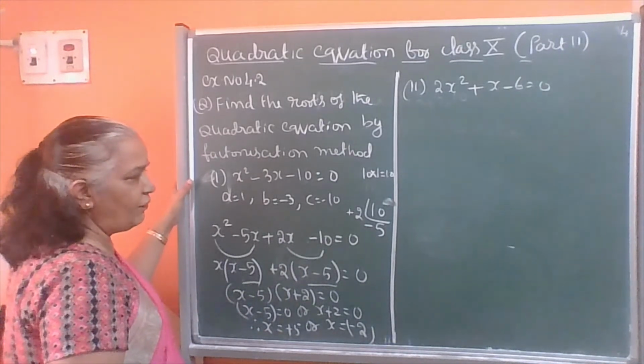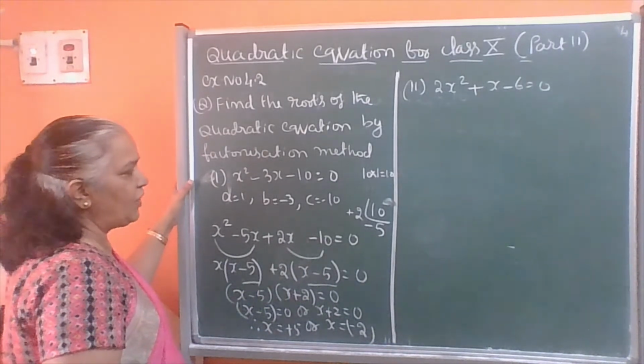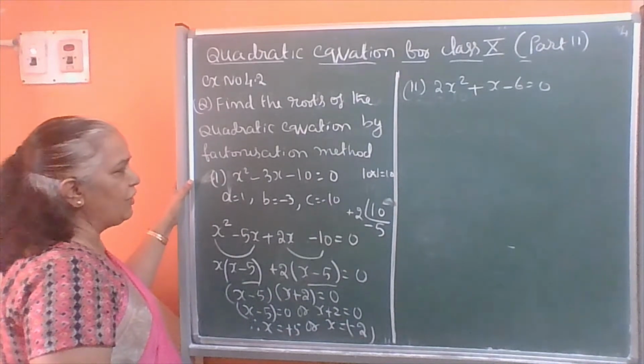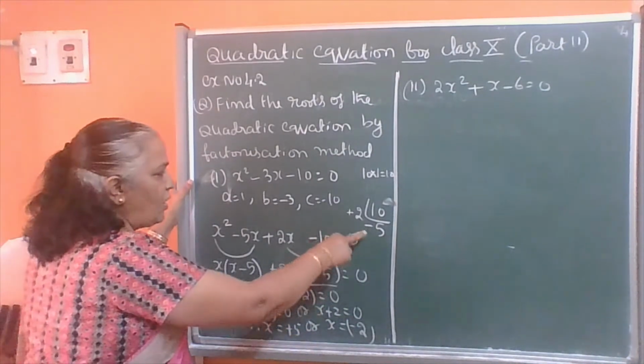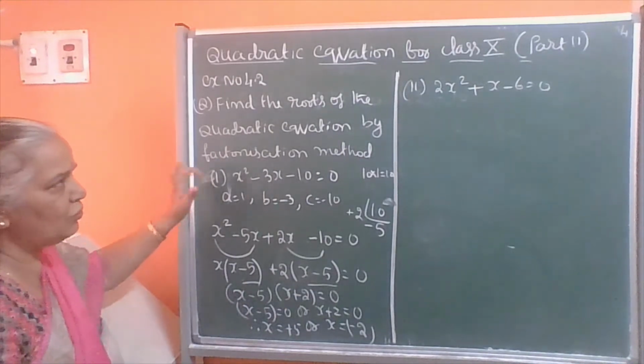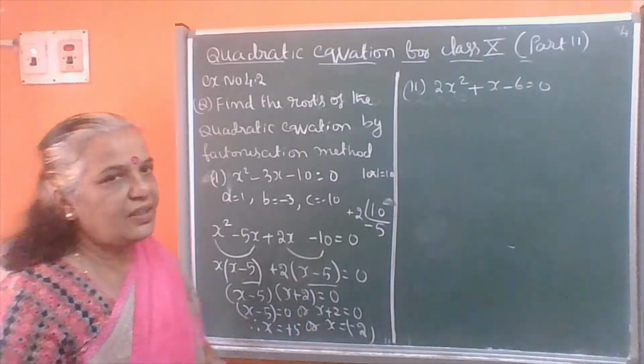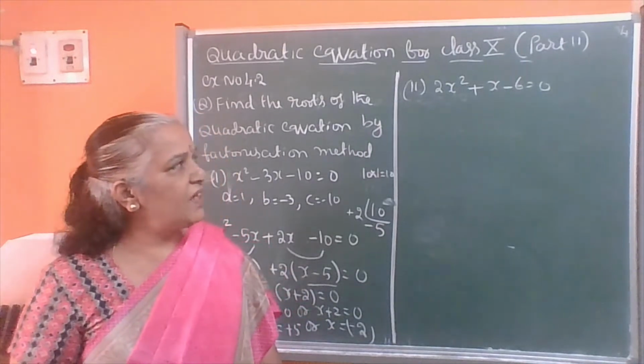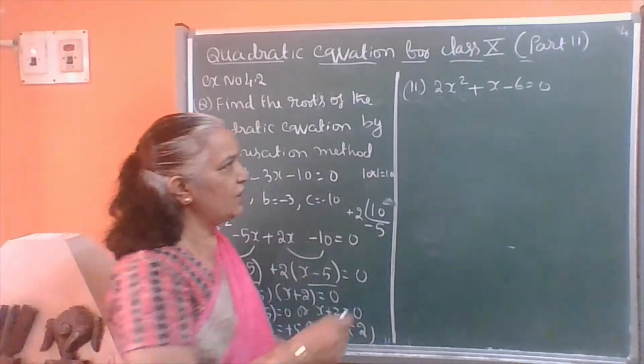And you have to write the factors of 10. And then what happens? 5 2s are 10. By adding or subtracting, you should get the middle term. Now one more sum, that is 2x square plus x minus 6 is equal to 0.